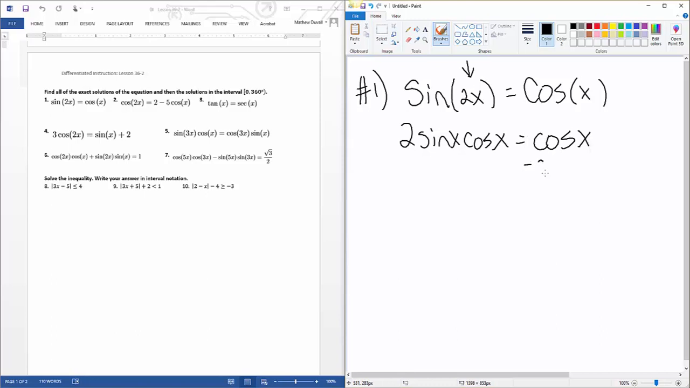Then I could subtract cosine of x on both sides. So I get 2 sine x cosine x minus cosine x, and that equals 0. So now that my equation is equal to 0, I can hopefully use the zero product property, which means I want things to be multiplying to each other, because if they are, then I can set each factor equal to 0. So I need to factor this, and if you notice, there's a cosine in common.